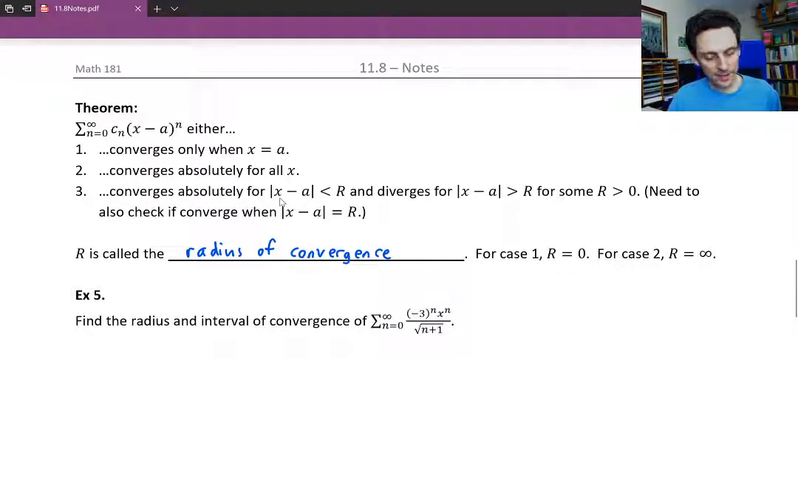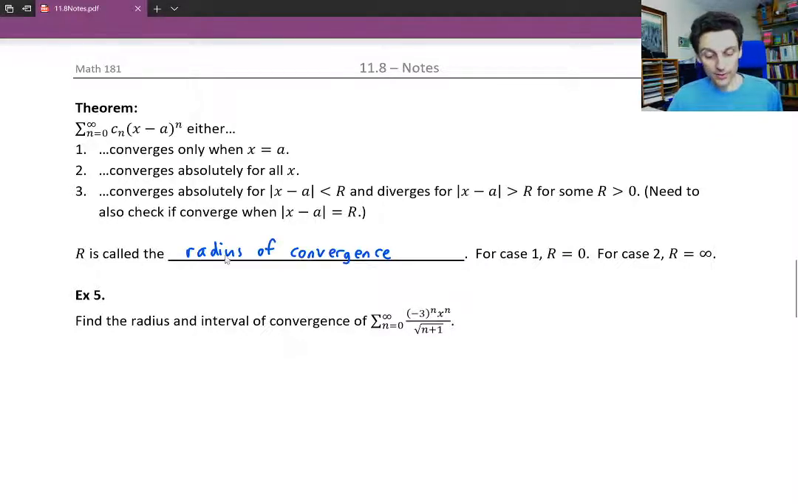So here we're writing the interval as the absolute value of x minus a is less than r, and it diverges for the absolute value of x minus a greater than r, for some positive number r. Now here you need to check convergence at the endpoints, so when the absolute value of x minus a is equal to r, and that's exactly what we did in example 3.